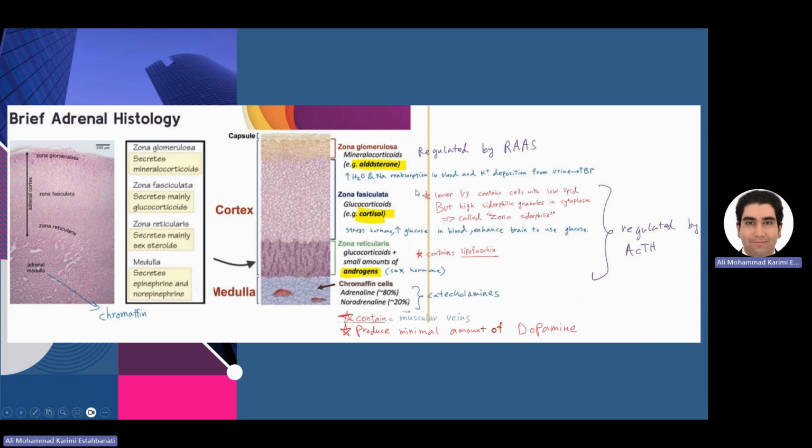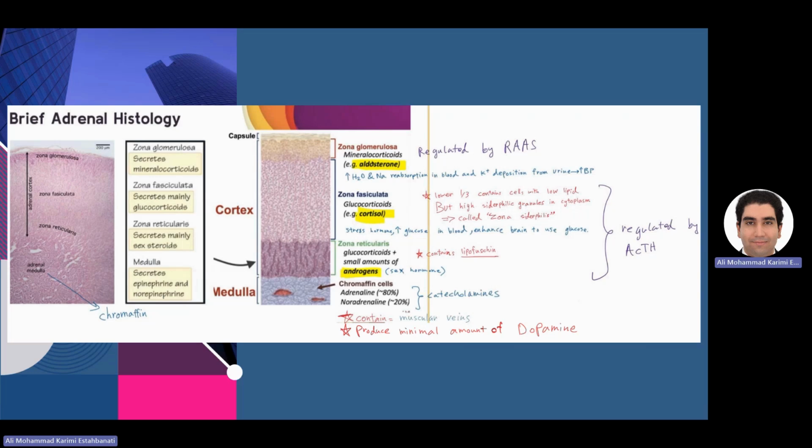Now, how does aldosterone participate in that? Aldosterone acts on the DCT, the distal convoluted tubule, causing water and sodium to be reabsorbed from the urine into the blood, and potassium to be excreted into the urine. And so we will have an increase in the blood pressure because of it.